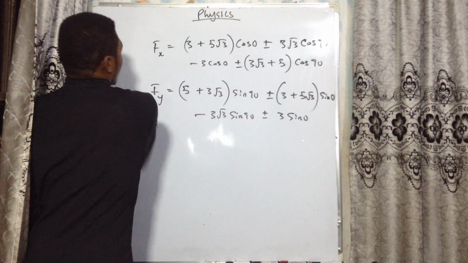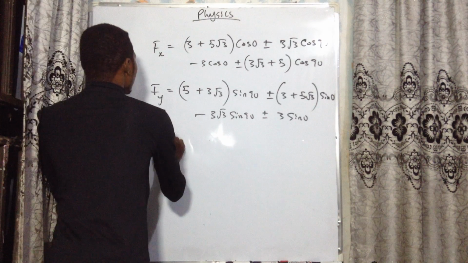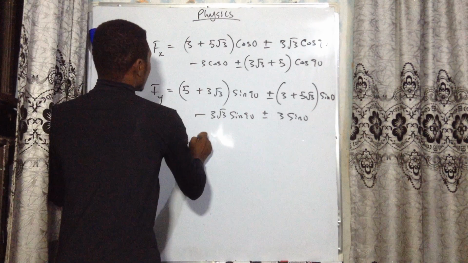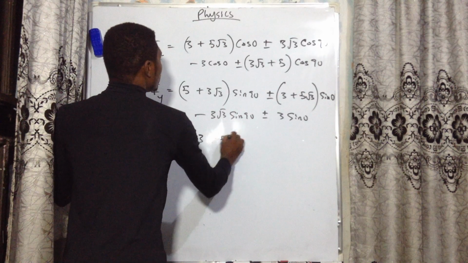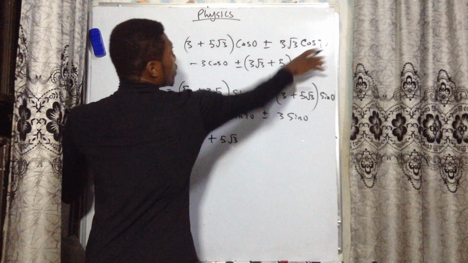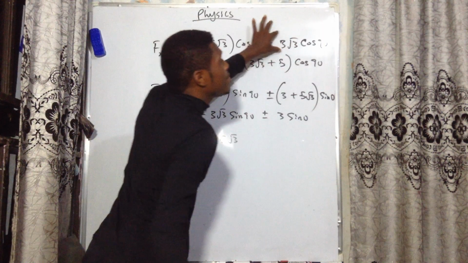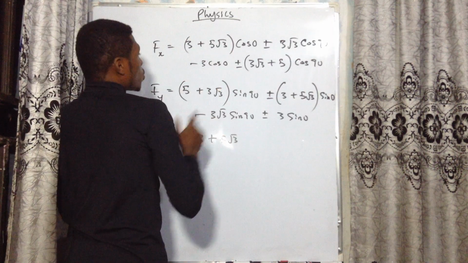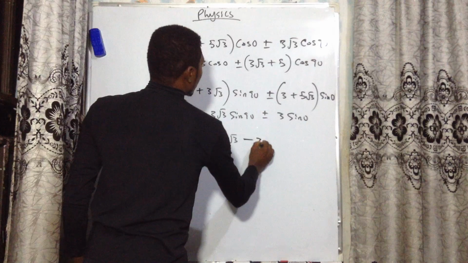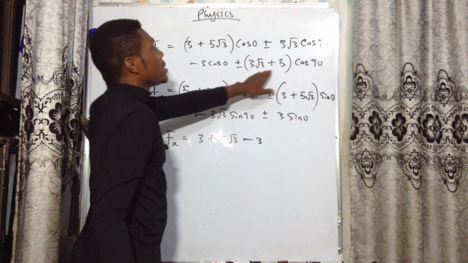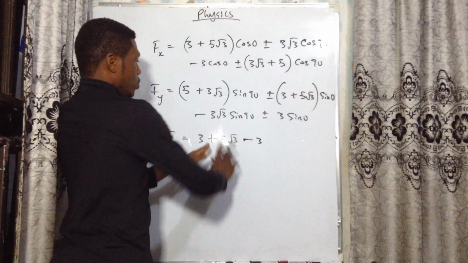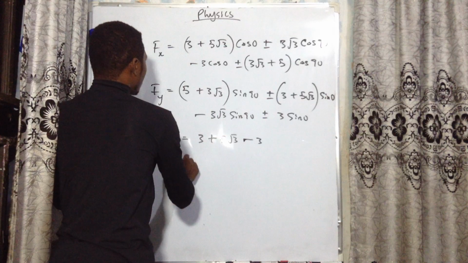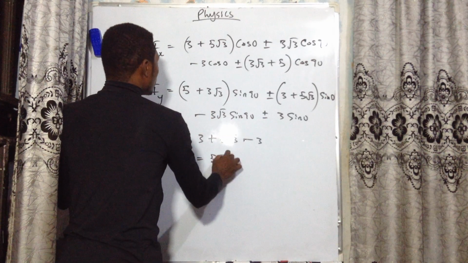So, let's find this Fx. Fx is equal to, now cos 0 is 1, that is 3 plus 5, is 3. Then this one is 0. Remember, cos 90 is 0. So everything here is 0. So minus cos 0 is 1, so minus 3. Everything here is 0, cos 90 is 0. So 3 minus 3 is equal to 5 root 3. So Fx is equal to 5 root 3.